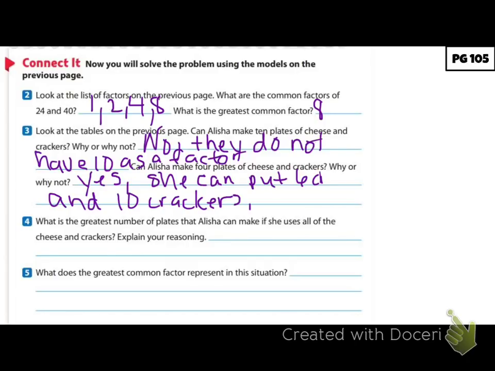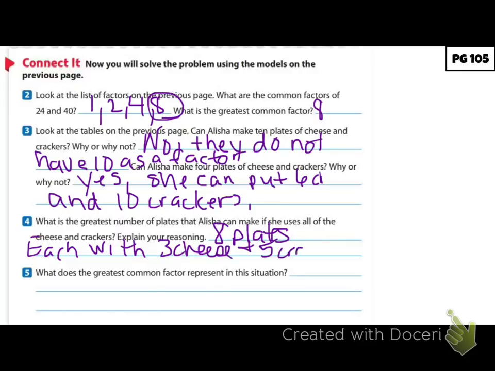So number 4 says, what is the greatest number of plates that Alysha can make if she uses all the cheese and crackers? Explain your reasoning. Well, what did we say was our greatest common factor? It would be 8. So we should say she could make 8 plates, each with 3 cheese cubes and 5 crackers. Okay, because 24 divided by 8 is 3, and 40 divided by 8 is 5.